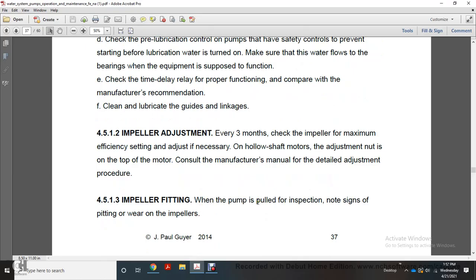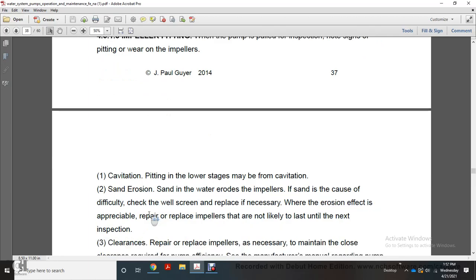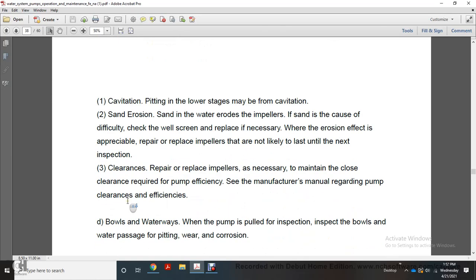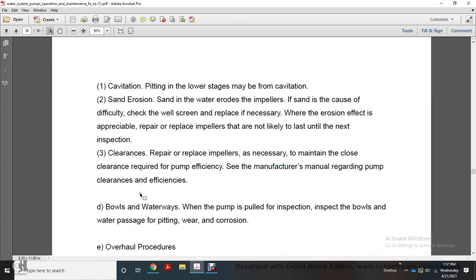Impeller inspection. When the pump is pulled for inspection, note any sign of pitting and wear of the impellers. Cavitation pitting in the lower stage may indicate cavitation. Sand erosion: sand in the water erodes the impellers. Sand causes the difficulty, so check the well screen. Replace as necessary where the erosion effect is appreciable. Repair and replace impellers that are not likely to last until the next inspection. Clearance: repair and replace impellers as necessary to maintain close clearance required for pump efficiency. See the manufacturer's manual regarding pump clearance and efficiency.